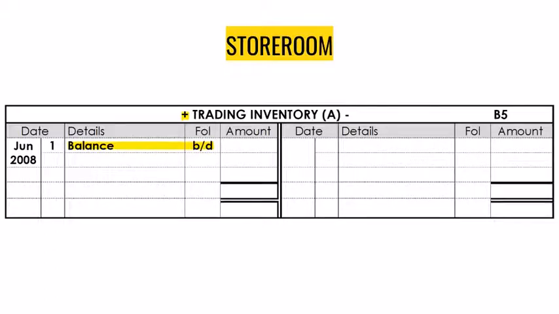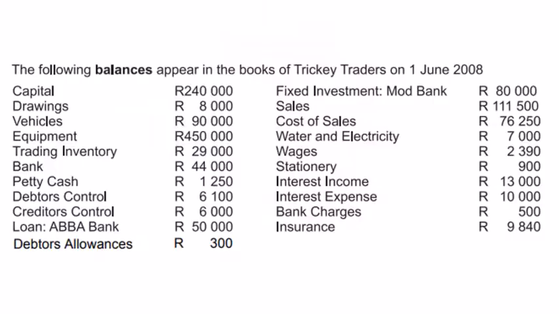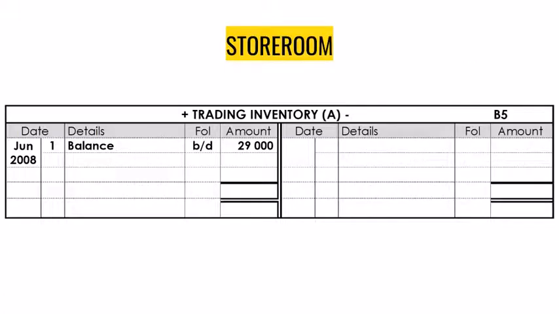You will find your opening balance here in the exercise where they said the following balances appear in the books of Tricky Traders on the 1st of June 2008, and then you just go and look for the trading inventory value, which was 29,000 Rand. Then you take that 29,000 Rand and you write it where it says opening balance.